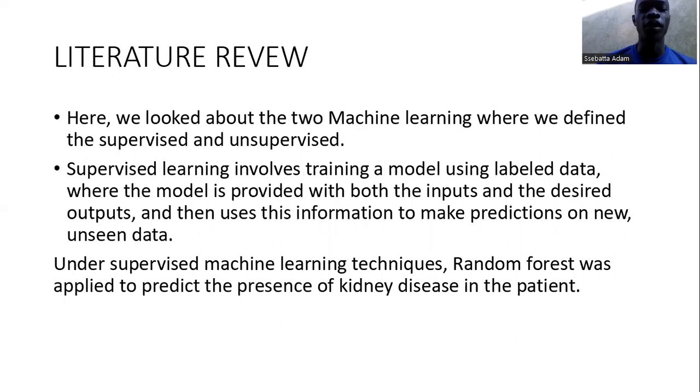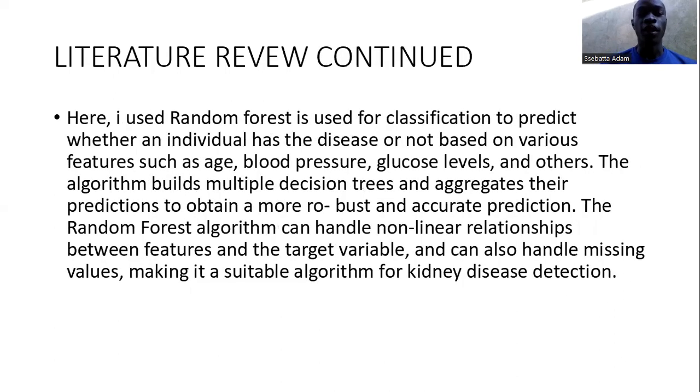Since my model is going to be using supervised learning techniques, I decided to use random forest. Here, random forest is used for classification to predict whether an individual has the disease or not, based on various features such as age, blood pressure, glucose level, and others. The algorithm builds multiple decision trees and aggregates their predictions to obtain a more robust, accurate prediction.